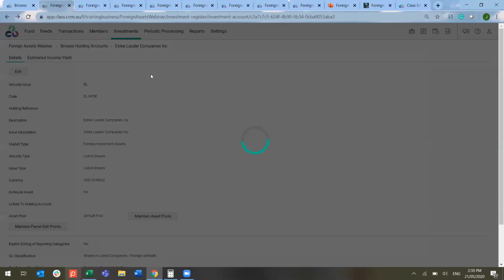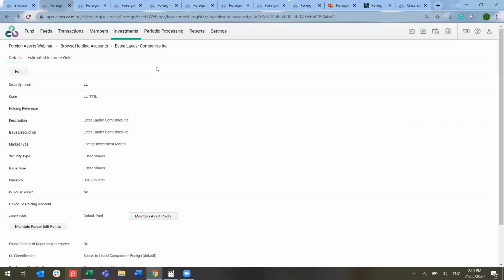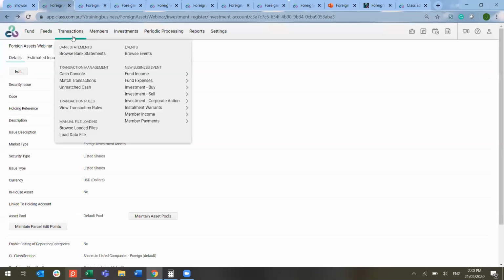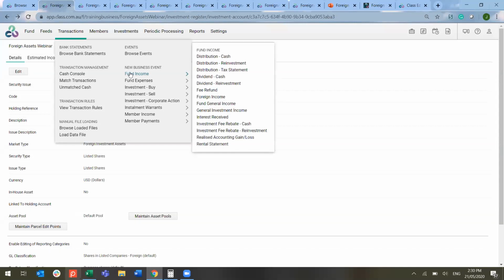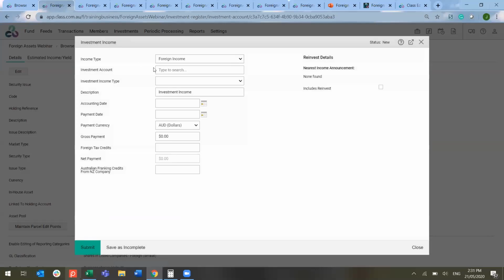So in this particular situation, this is again the Forex realized gain and loss. If we go into transactions, to take up the difference, if the difference is an income, then we take it up as fund income and make sure that you select foreign income.